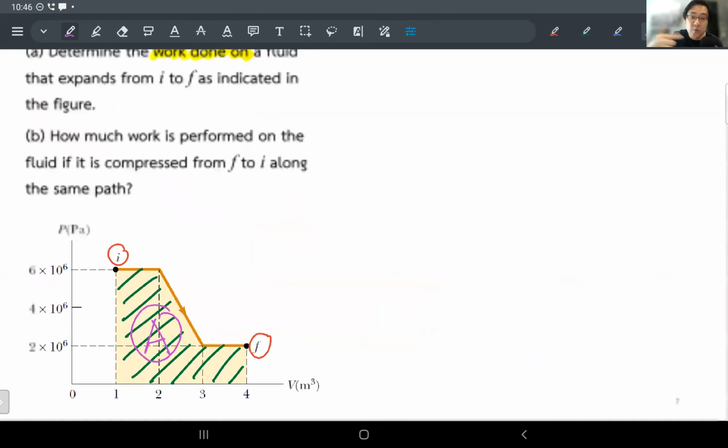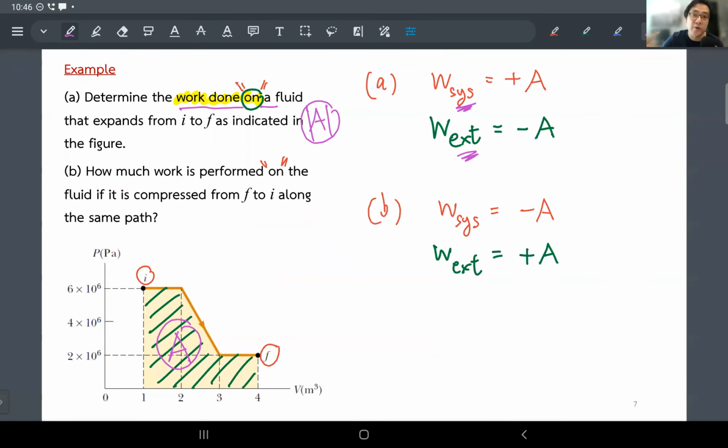Okay, so there are always two sides of the story, depending on whether you are looking at the system or at the external force. But if you don't care about direction, they are all sharing the same magnitude of the work done, which is A. Once you talk about the directions, then they are always opposites.